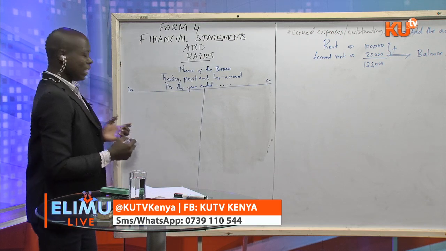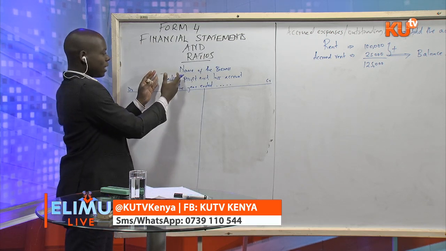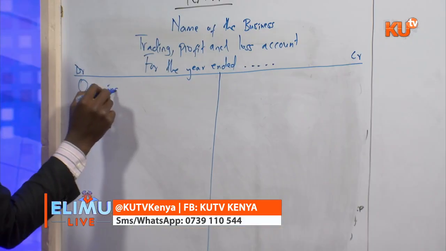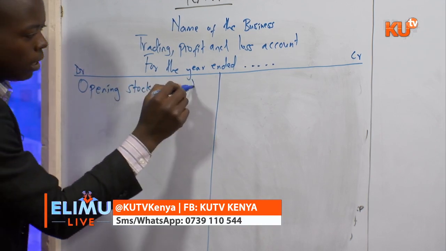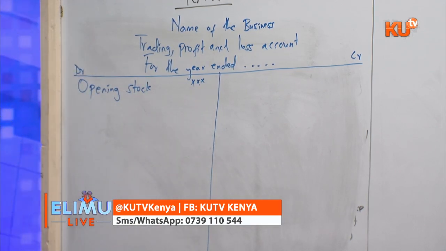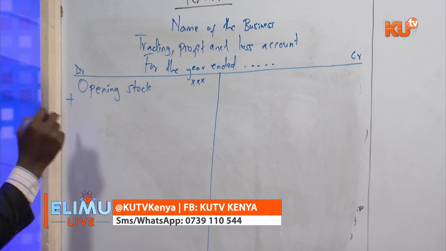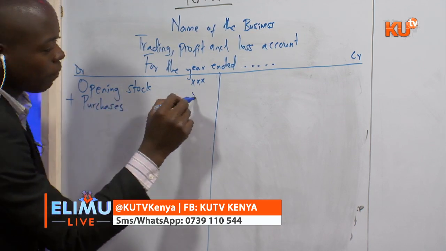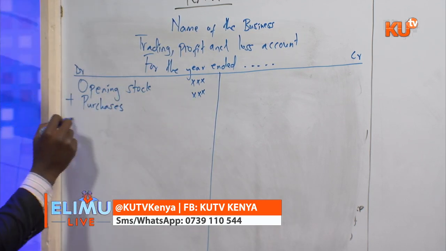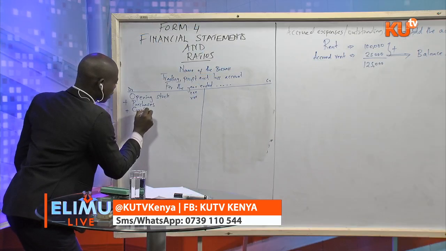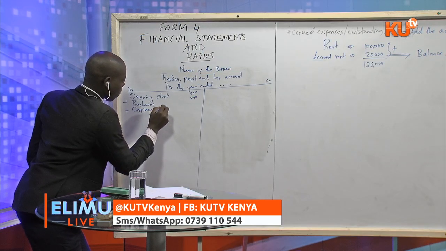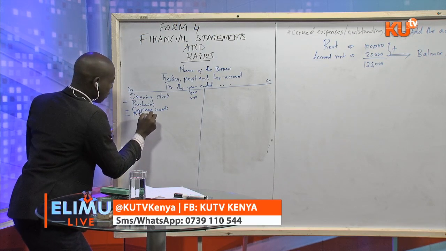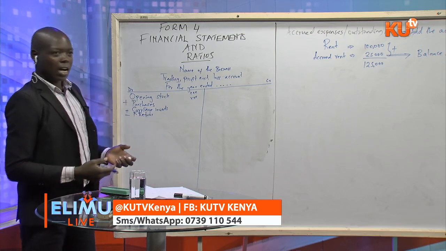On the debit side, the first item that we capture in the trading account, because the first part is the trading account, we record opening stock. Once we record the opening stock, number two, we add what we call purchases. If the business made purchases, we add purchases. Then we add carriage inwards. Then we subtract purchases returns. The other name for purchases returns is simply returns outwards.